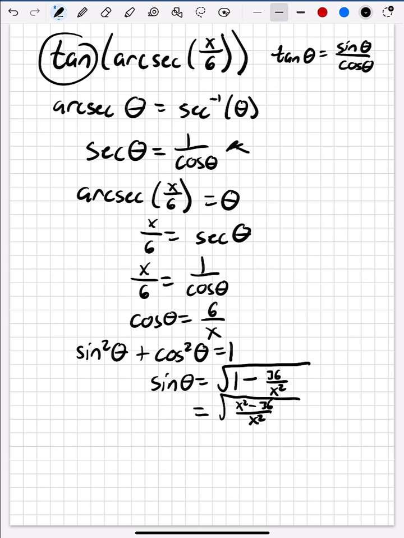I have a value for cosine. Well, I know that the tangent of any angle theta is sine theta over cosine theta. So tangent of theta will be this sine value, the square root of x squared minus 36 over x squared, over 6 over x. Well, of course, that's an improper fraction, and so we want to make sure we simplify it. And after we do the simplification, we'll have our answer.